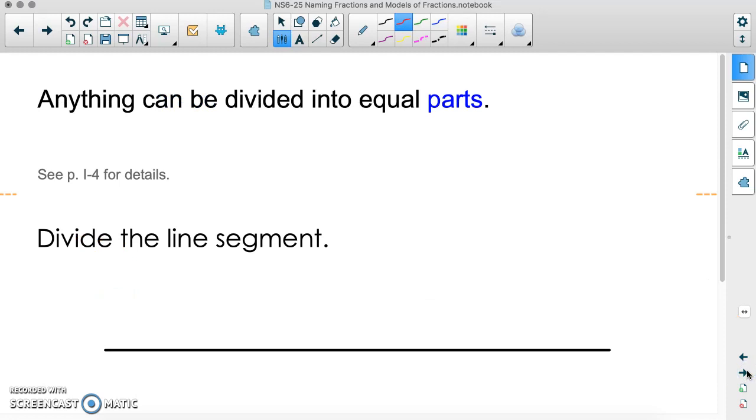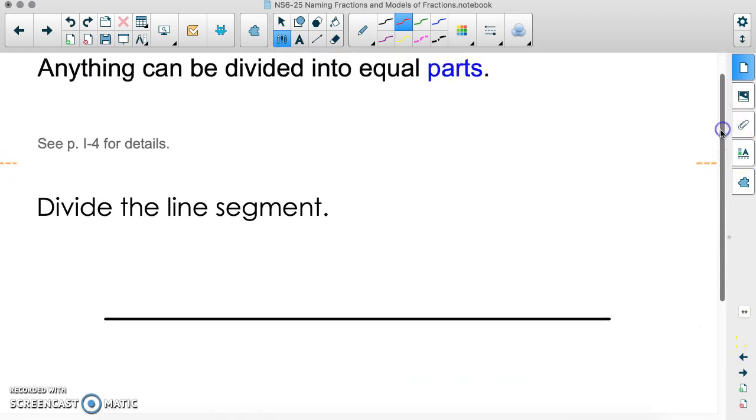Now, anything can be divided into equal parts. It's not just shapes like circles, squares, triangles that can be divided into fractions, but anything that can be divided equally can be divided into a fraction. So here we have a line segment on the picture. How can we take this line segment and divide it into equal parts? So where do you think it would be half for this line segment? Well, probably about here if we want to just guess.